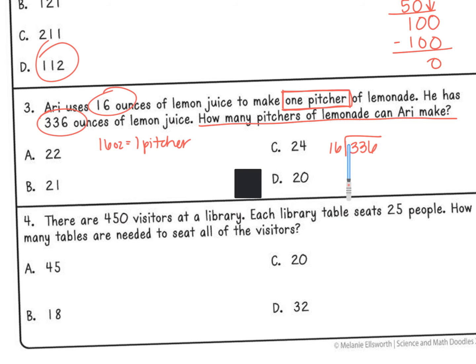So can 16 go into 3? Nope. But can 16 go into 33? Yes. How many times? 2. Yes, 16 times 2 is 32. I have to subtract, and I have 1 left over. But then I must bring down that digit next to the 3 up at the top. So the 1 that I had left over now turns into 16.